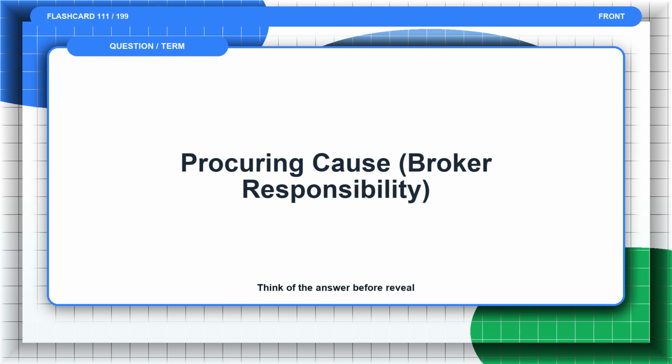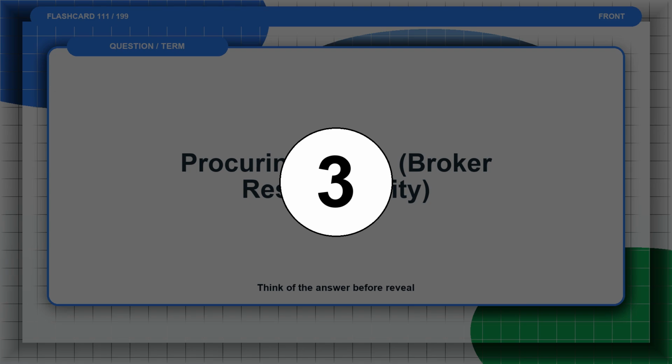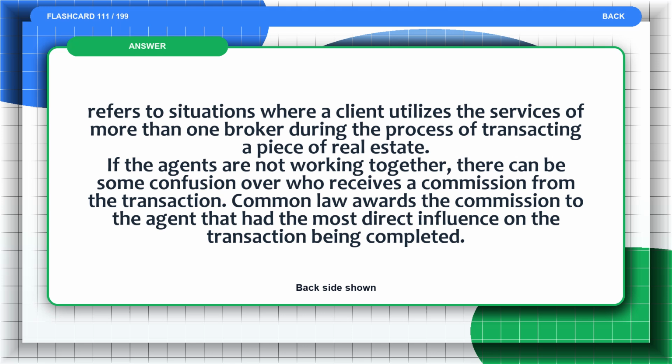Pause and think of the answer before the reveal. The answer refers to situations where a client utilizes the services of more than one broker during the process of transacting a piece of real estate. If the agents are not working together, there can be some confusion over who receives a commission from the transaction. Common law awards the commission to the agent that had the most direct influence on the transaction being completed.